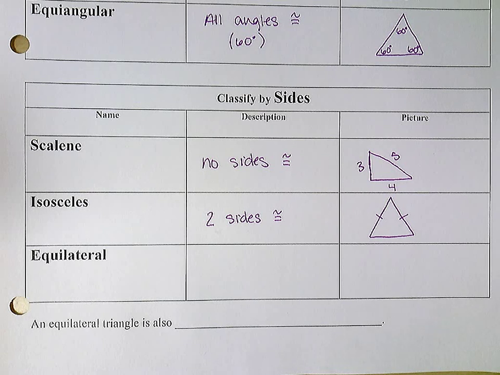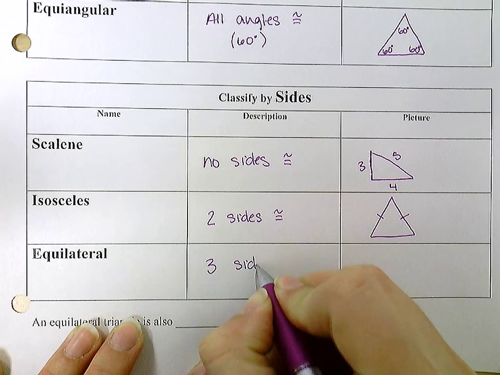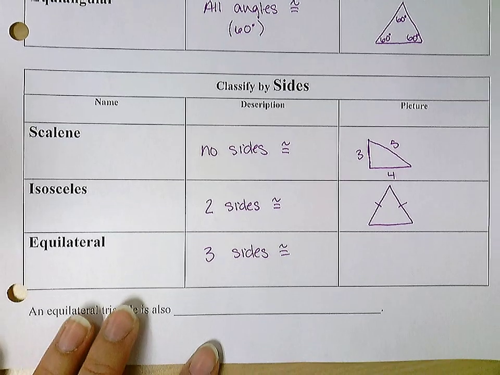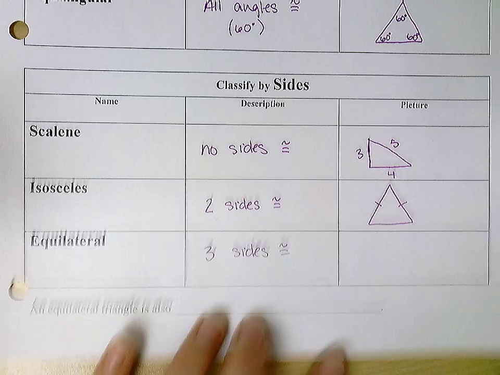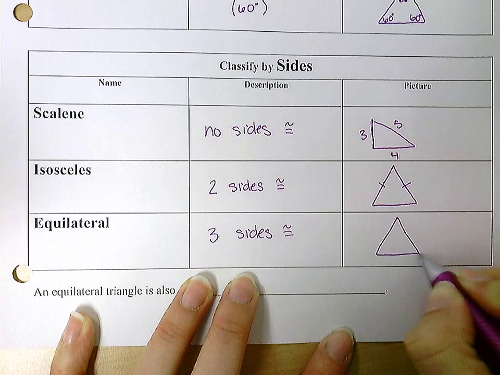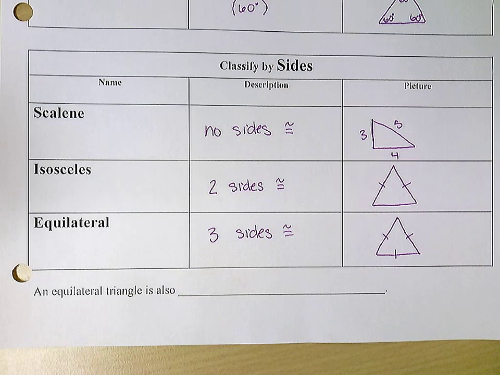Last one is equilateral. What do you think that means? 3 sides congruent. So all three sides of your triangle will be congruent to each other, meaning they're all the same length.